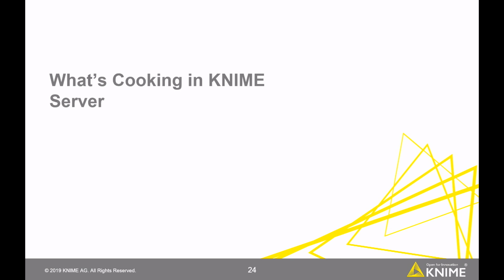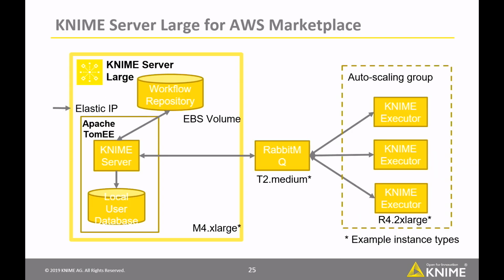All right, what's cooking? So what's coming up soon? KNIME Server Large for AWS Marketplace. This is with distributed executors, as we talked about before. With an auto-scaling group, so it can scale up, it can scale down, meaning it's elastic scaling.